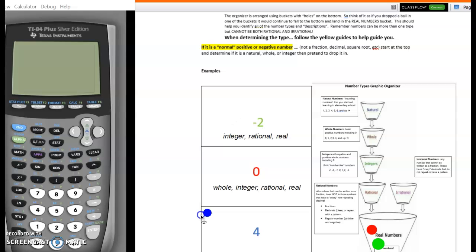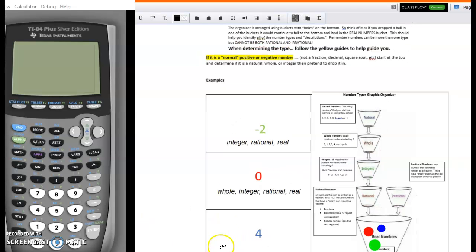Last but not least, our last example here is 4. So again, starting at the top, it's a normal positive or negative number. So I start with my basic types of numbers. Is it a natural number? Is it a number you learned counting out when you were little? It is, and you can also see it listed in the example. So I'd be shooting at this top bucket, which means it has the most categories that it passes through. So again, let me type them out for you so you can see. 4 starts out in the natural number category, then is a whole number, integer, rational, real. So it is definitely by far the one with the most descriptors.